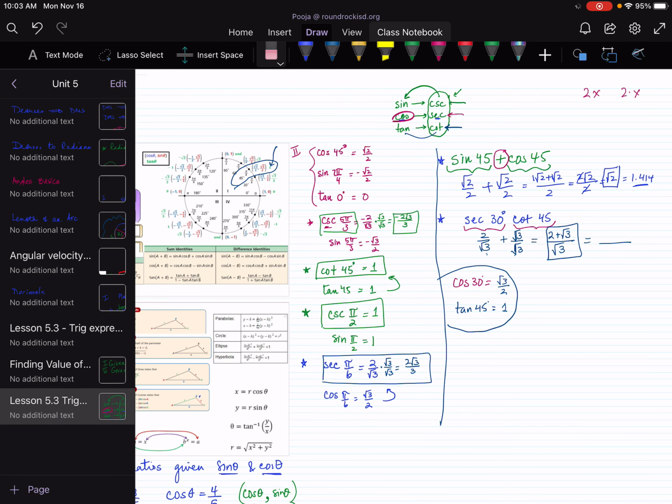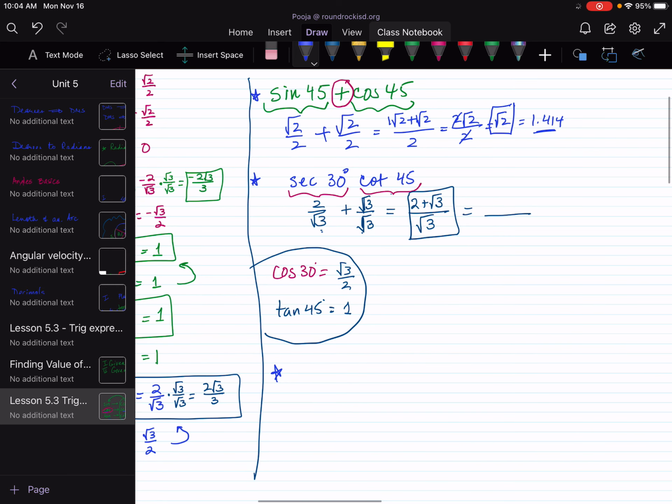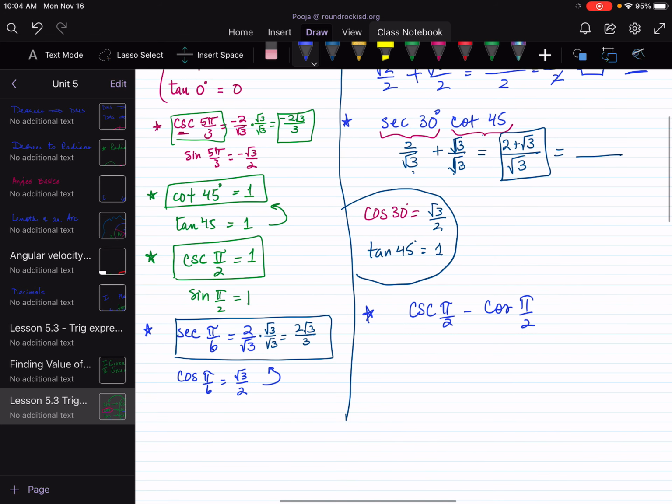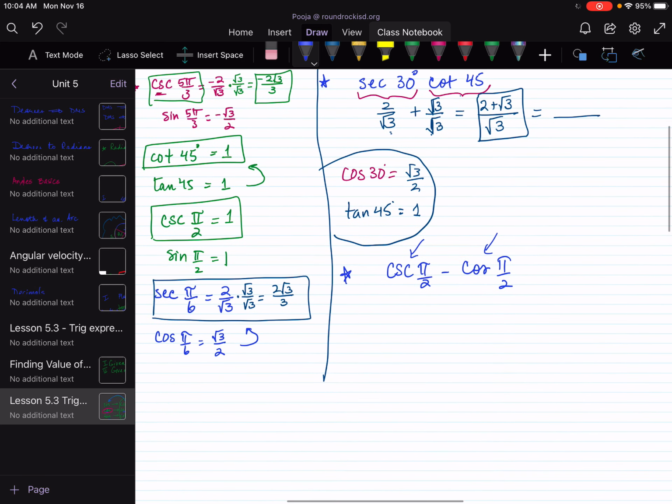But if it's not in the answer choice, then we'll have to stick with the radical form of the answer. And more examples where we are solving expressions. Let me give you something that involves subtraction, because you didn't do subtraction. Minus cosine of pi over 2. Okay, cosine I know is on the unit circle, so that's good. Cosecant is not. And to find cosecant, again, I have to find sine first.